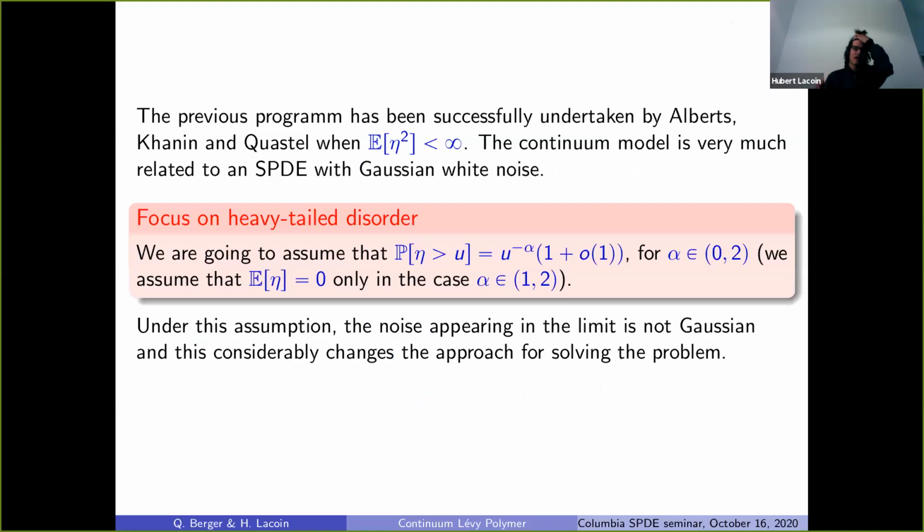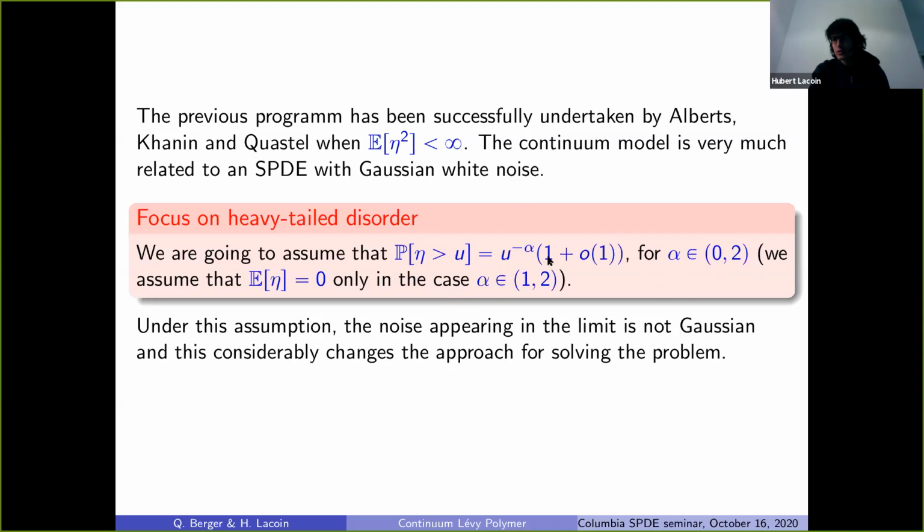Okay, so actually this program has been undertaken already by Hubert, Khanin and Quastel in the case where the disorder has a second moment, and I will talk about that later. And our joint work with Quentin focuses on the case where the disorder is heavy-tailed, so that our eta, let's say, well, the tail probability of the eta decays like q to the minus alpha for some alpha between 0 and 2.